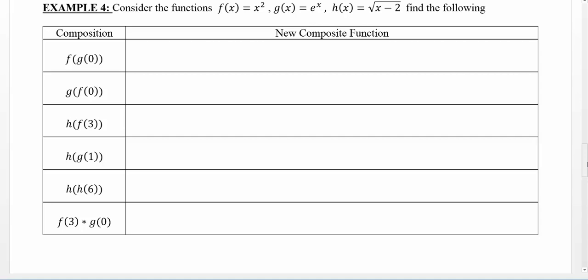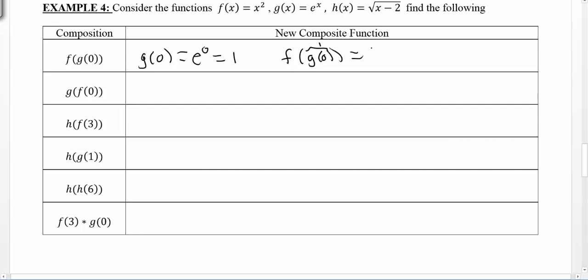What does that mean? So for the first example, I'm going to start by finding g of 0. I start with the innermost computation and I get that value out. So g of 0 means I'm going to plug in a 0 wherever I see an x. So I have e to the 0. And anything to the 0 power is going to give you 1. So if g of 0 equals 1, that means for my composition, I can then substitute in a 1 for g of 0. That means that I'm now looking for f of 1.